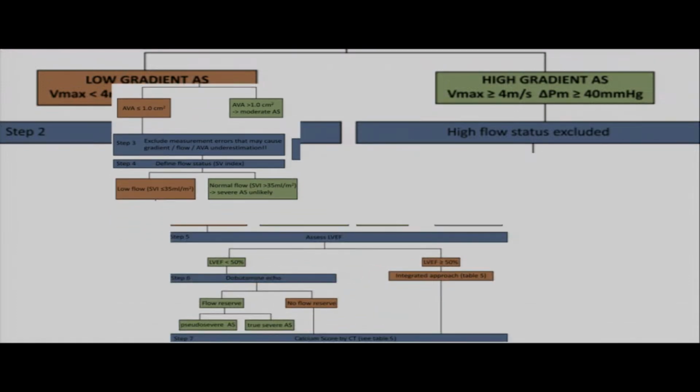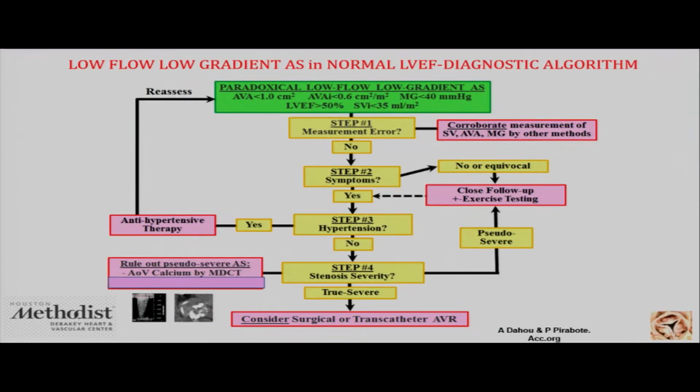And once you know if it's normal flow or low flow, and if it's low flow, obviously you go through DSE, right? And if there is flow reserve, you assess it to be true severe versus pseudo severe, versus no flow reserve, or if you're not sure, then you go to the integrated approach, which is basically this. I know it's a lot of numbers in there, but the bottom line is, first of all, you want to make measurement error changes, right?